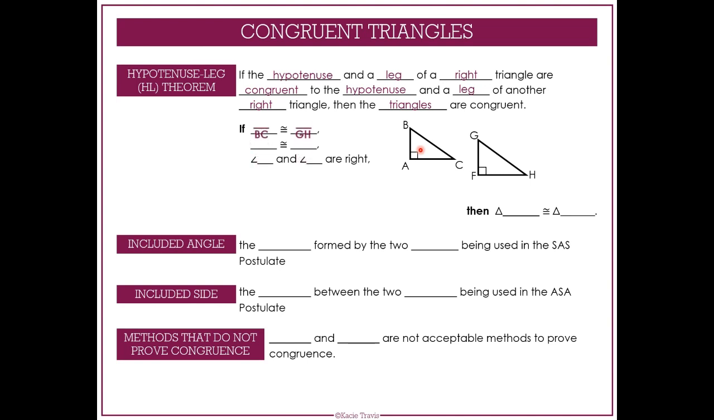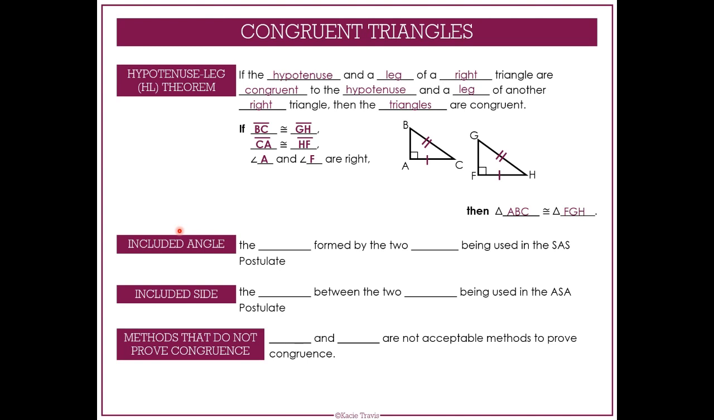So if BC is congruent to GH, these are both the two hypotenuses, aka the sides that do not touch the right angle. If those two are congruent, and I have, let's say, CA and HF, if those two are congruent, and if the angles that I have in there, if I have two right angles, a right angle in one triangle, a right angle in another triangle, then ABC is congruent to FGH.